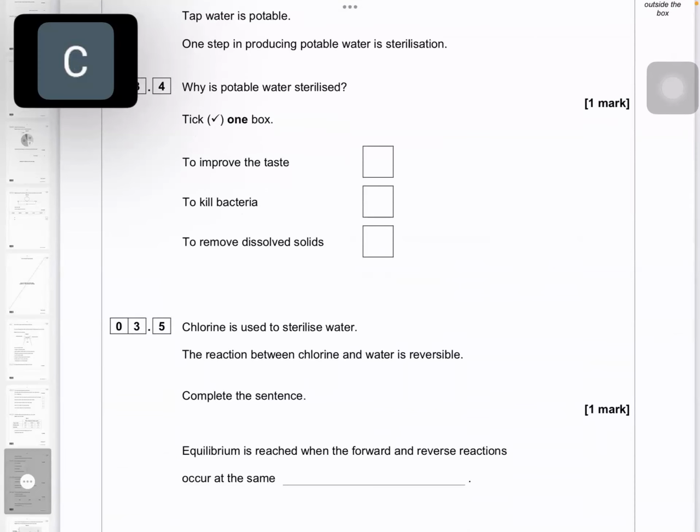Tap water is potable. One step in producing potable water is sterilization. Why is potable water sterilized? Of course, it's to kill bacteria. You're not removing any dissolved solids, neither are you improving the taste. It's to kill bacteria, that's it, basically. It's more like to purify it. Okay, we're good with that one, right? Yeah. Let's move on.